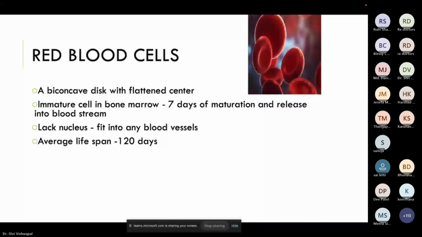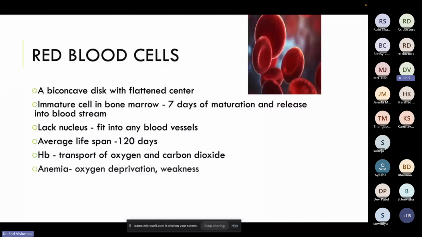The red blood cell doesn't contain any nucleus, which is an advantage, as it fits into any type of blood vessel, whether arteries, veins, or capillaries. Capillaries are very thin blood vessels with a small space, and RBCs can even penetrate them because of the lack of a nucleus. The red blood cell contains hemoglobin, as we all know, which helps in transport of oxygen and carbon dioxide.